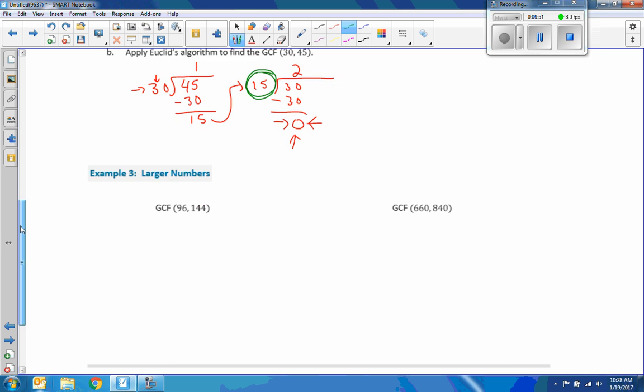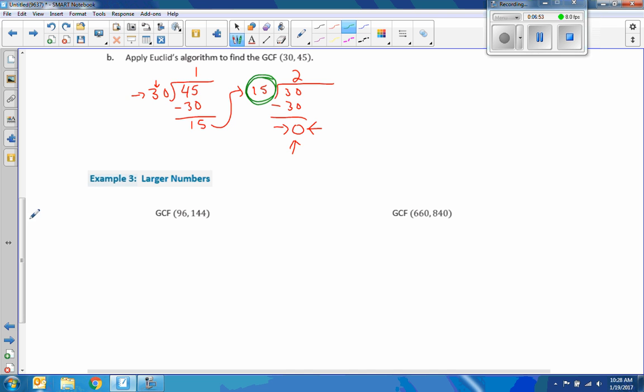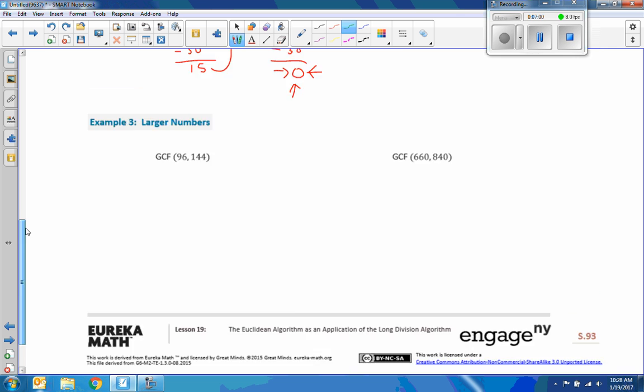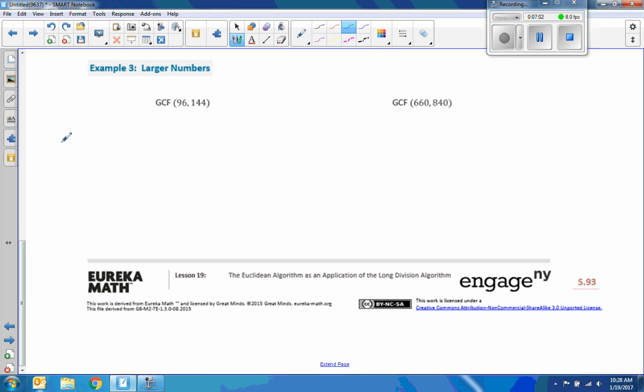Some pretty neat stuff here. Just keep in mind this guy figured this out over 2,000 years ago. Okay. It doesn't seem like a real big deal on small numbers, but when we start getting into larger numbers, it is a big deal.